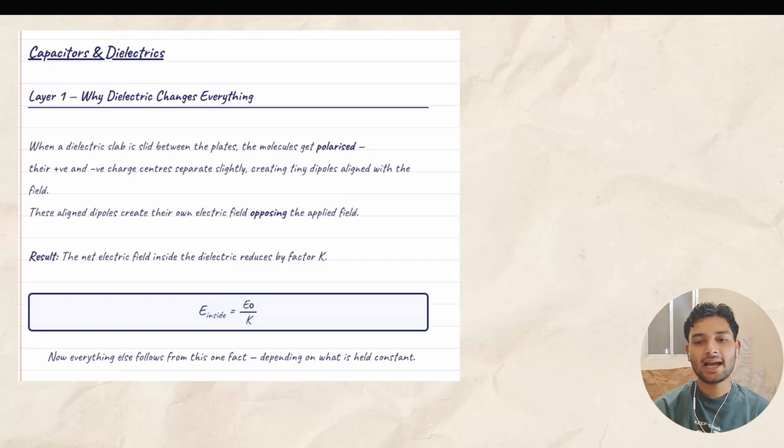When a dielectric slab is slid between the plates, the molecules get polarized. The positive and negative centers separate slightly, creating tiny dipoles aligned with the field. These aligned dipoles create their own electric field opposing the applied field, and the net electric field inside the dielectric is reduced by a factor K.